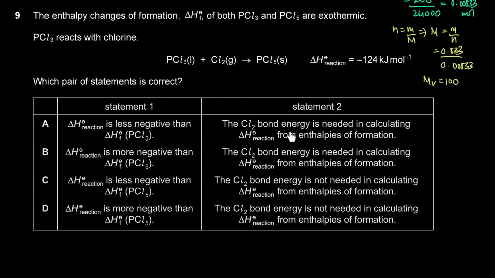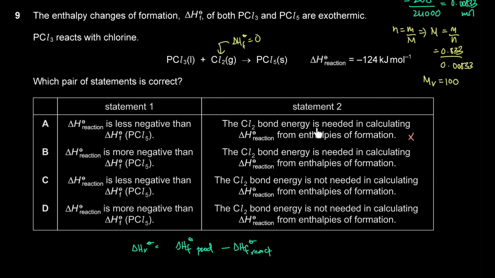Now we know that statement 2 is incorrect. Statement 2 is incorrect over here in option A, because if you have enthalpies of formation, right, we can just say that the enthalpy change of the reaction is just the enthalpy change of formation of the products minus the enthalpy change of formation of the reactants. And we know that chlorine is an element in its standard state, so the enthalpy change of formation for chlorine is just 0.